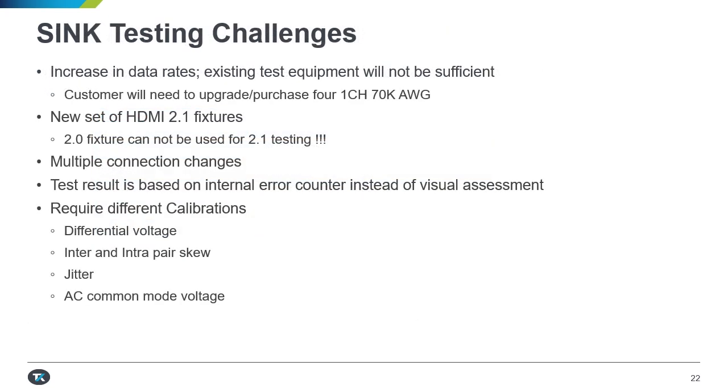Testing challenges for RX, which is a sync. It requires a higher sampling signal source to create patterns at 12 Gbps. It requires a new test fixture to support the maximum data rate. Sync MOI tests are time consuming and require multiple connection changes. It requires calibration and capability for link training. Test results should be based on the internal error counter instead of visual assessment. It also requires different calibration parameters such as differential voltage, inter and intra-pair skew, jitter, and FRL data rate.